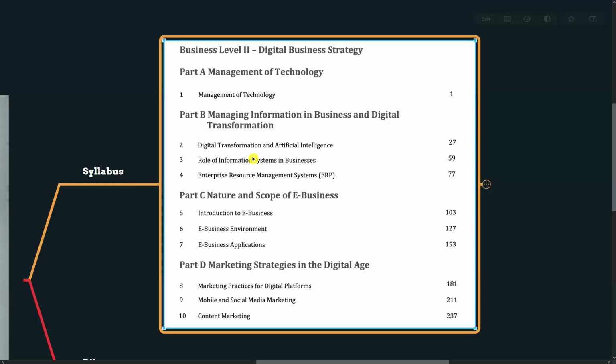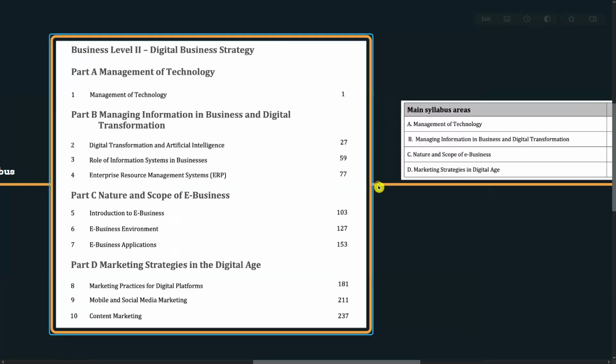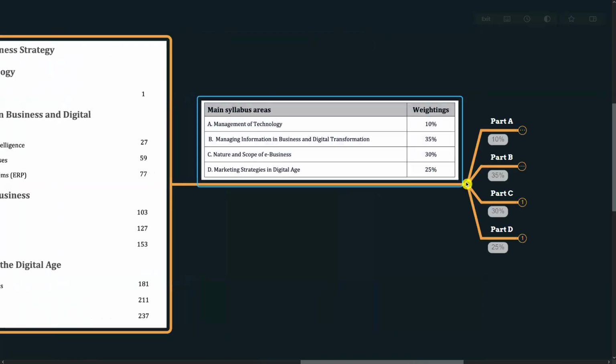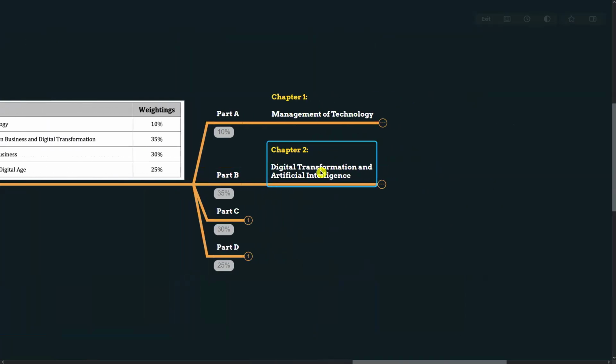And there are three aspects. The first one is digital transformation and artificial intelligence, and the role of information systems in a business, and enterprise resource management systems, so ERP. So these are the three learning areas we have to focus on. In our classes so far, we have covered Part A completely and Part B we are in right now.